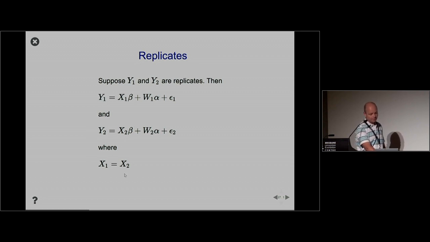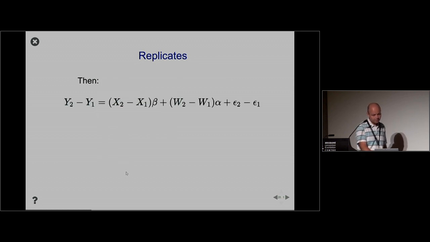But then critically, and this is the key part, since these are replicates, the biology in both of the two is the same. So we know that the biology in the first and the biology in the second is the same. X1 is equal to X2. So what happens is if we subtract these 2 replicates from each other, just algebraically, this is what we get. And importantly, we have this X2 minus X1 here, which we know is going to be equal to 0, because we know that in the two replicates, the biology is the same.